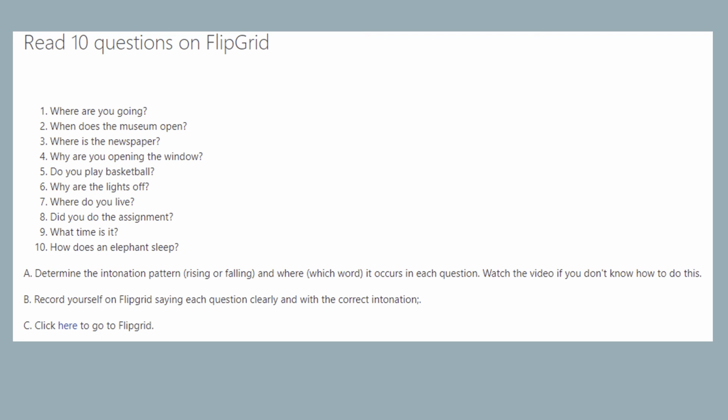Do you play basketball? And then also look down to question 8. It's not do, it's did because it's in the past, but it's also a yes or no question. Did you do the assignment? It's also rising. Now, the where, when, why, and how questions, you can decide which word you want the falling intonation to land on.